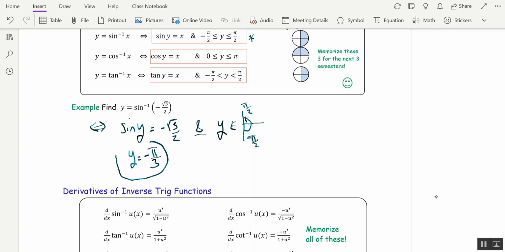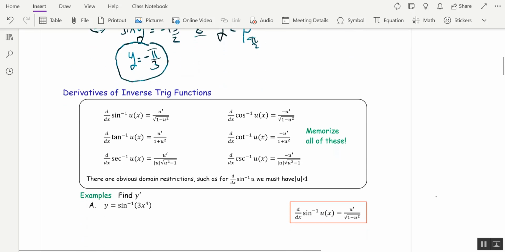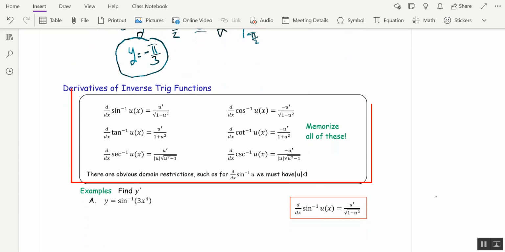Now, of course, you can do these in your head. You should probably write it out the first few times, but then you should be comfortable just evaluating inverse trig functions in your head. Okay, here are the derivatives of inverse trig functions. You do have to memorize them.